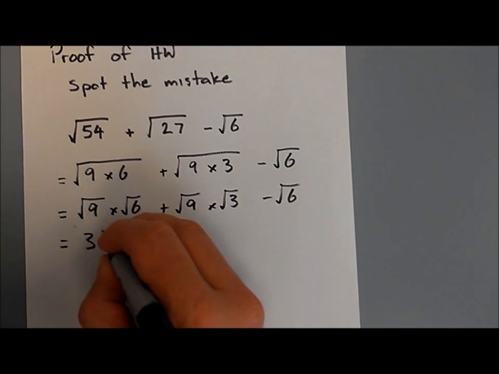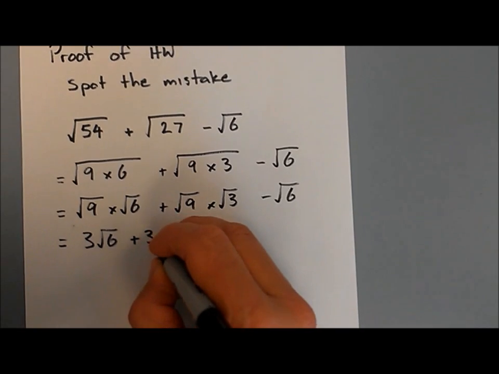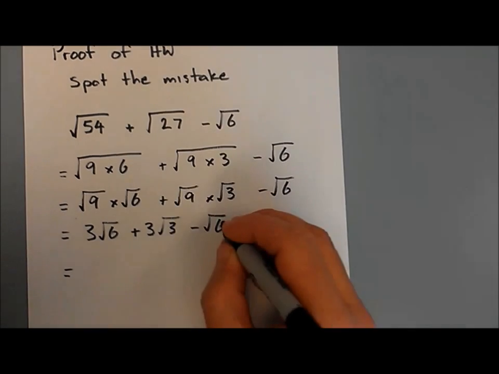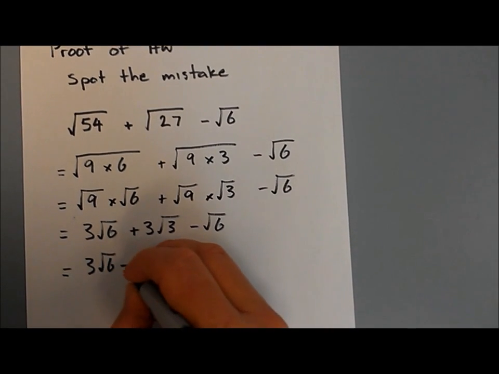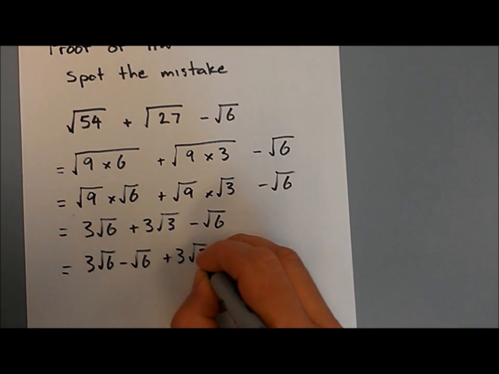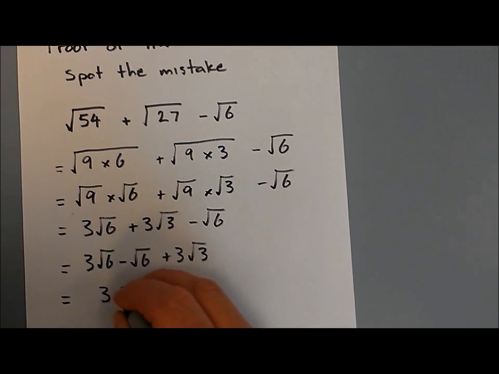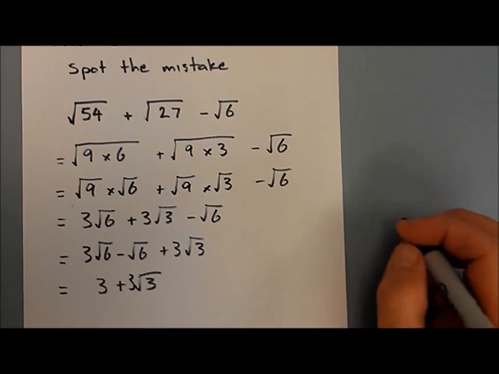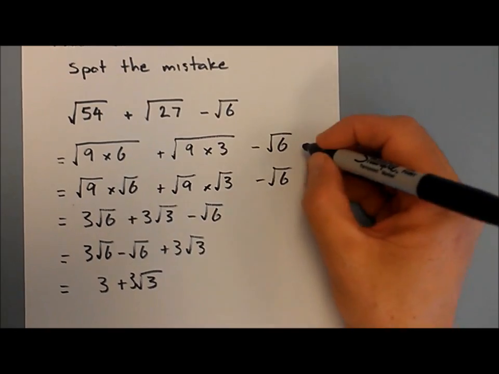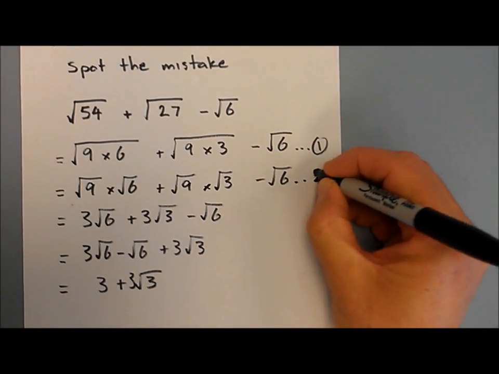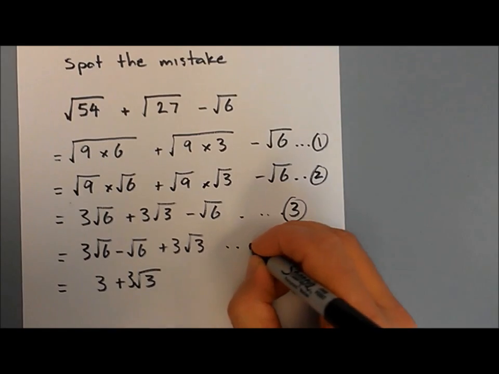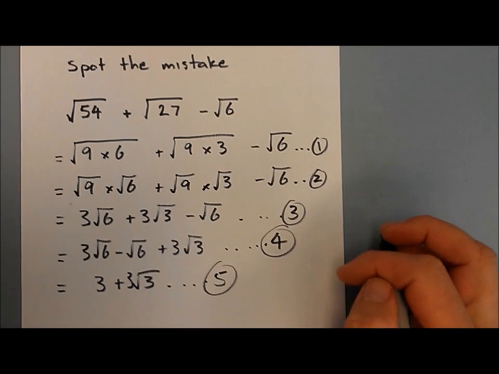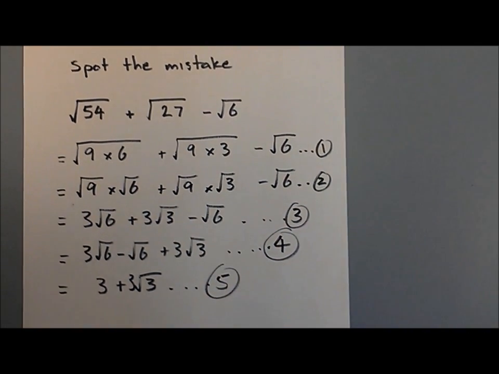So I get 3 root 6 plus 3 root 3 minus root 6. I collect my like terms together. I simplify this section down and end up with 3 plus 3 root 3. So, have a look at that. I'll call this one line 1, line 2, line 3, 4, 5. Which line is the mistake in and what was it? Add it to the comments page on the website.